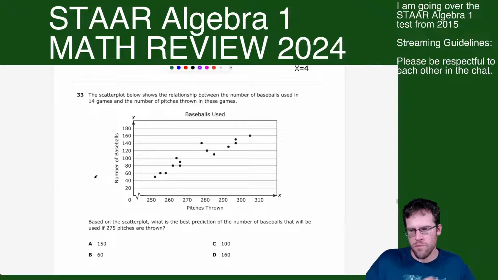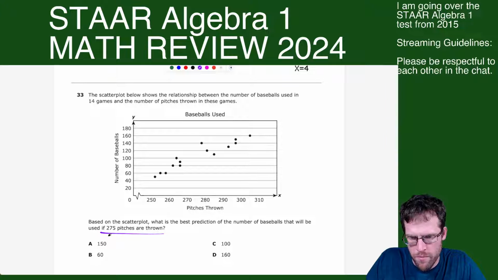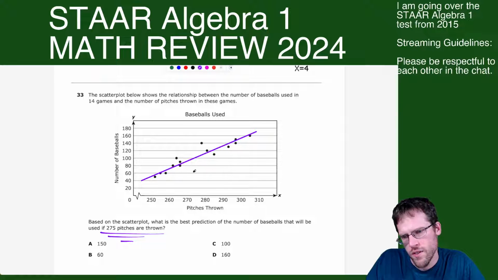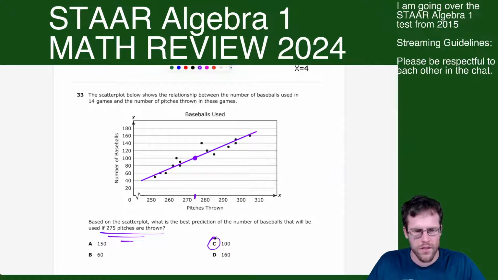So based on the scatter plot, what is the best prediction of the number of baseballs that will be used if 275 pitches are thrown? So this one here, just draw your line of best fit. So use a ruler or a student ID. 275 is here, and now I just go up to the line, and it's lining up with 100. So this question is not too bad if you know what to do.